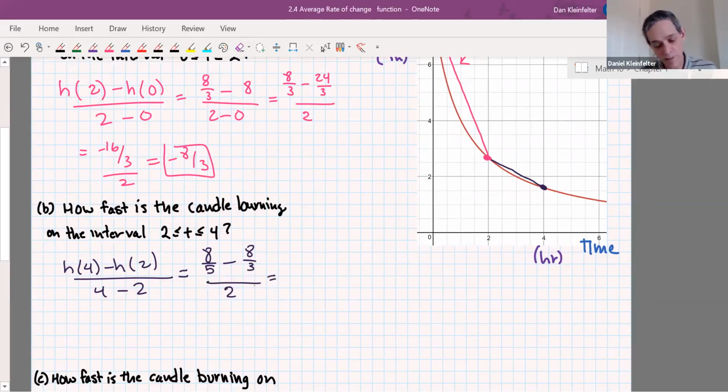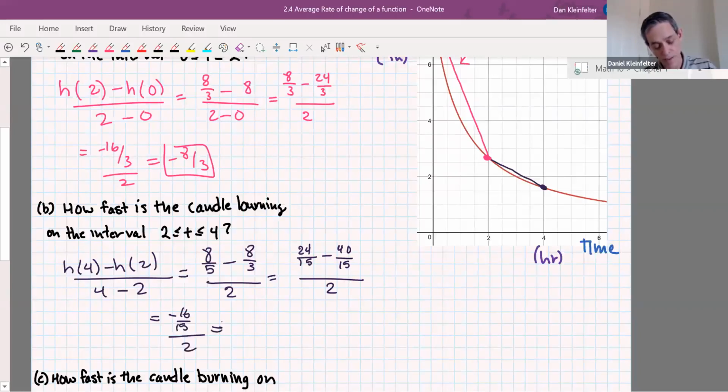Okay, so once again, with a little bit of fraction arithmetic, common denominator for 5ths and 3rds will be 15ths. So we'll have 24/15ths. And then here, a factor of 5 needs to be introduced. So we'll subtract 40/15ths. And then that's divided by 2. Okay, so then 40 minus 24 is 16. So we'll have negative 16/15ths divided by 2. So that will be negative 8/15ths.